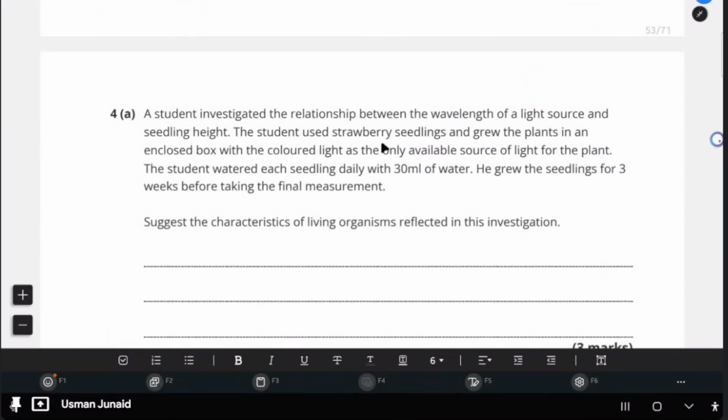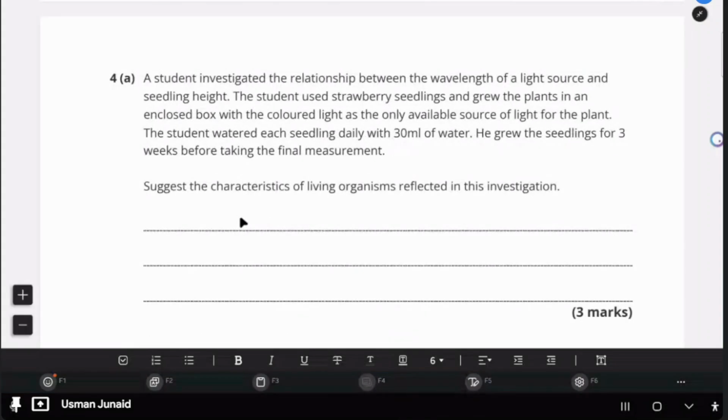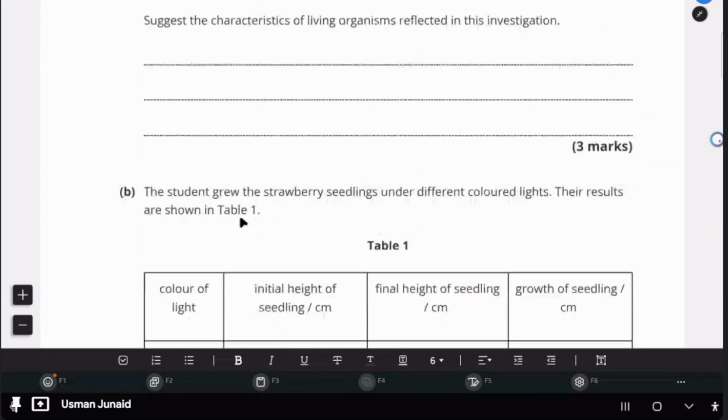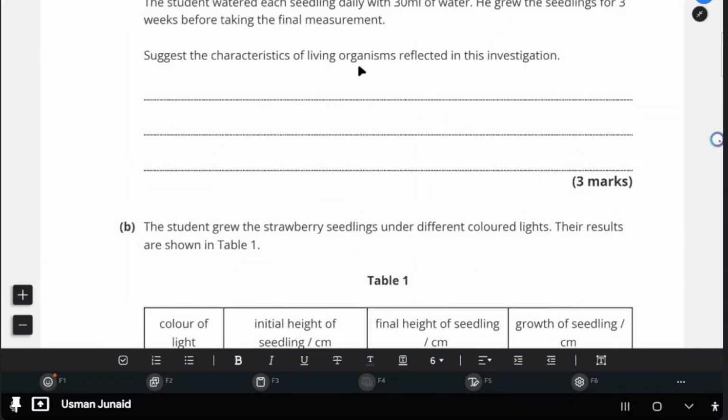The student investigated the relationship between the wavelength of the light source and the seedling height. The student used strawberry seedlings and grew the plants in an enclosed box with the colored light as the only available light source for the plant. The student watered each seedling daily with 30 ml of water. He grew the seedlings for 3 weeks before taking the final measurement. Suggest the characteristics of living organisms reflected in this investigation.